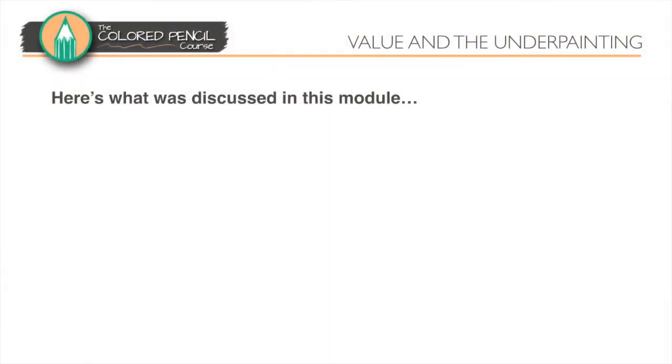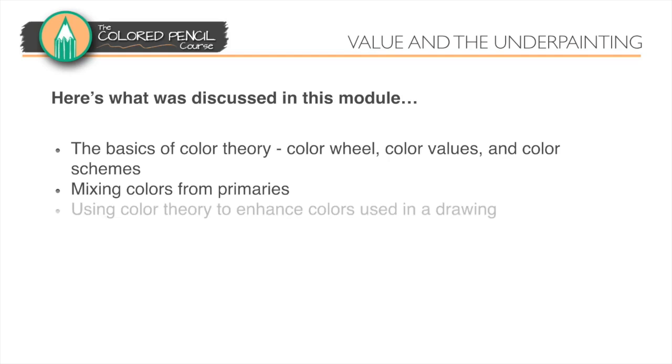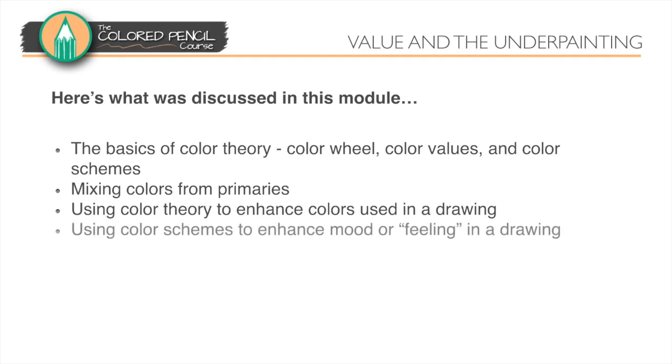Here's what was discussed in this module. We took a look at the basics of color theory, which included the color wheel, color values, and color schemes. We also took a look at mixing colors from the primary colors. We explored using color theory to enhance colors used in a drawing. And we also looked at using color schemes to enhance mood or feeling in a drawing. In the next module, we'll take a look at composing a scene and start work on a larger colored pencil drawing.